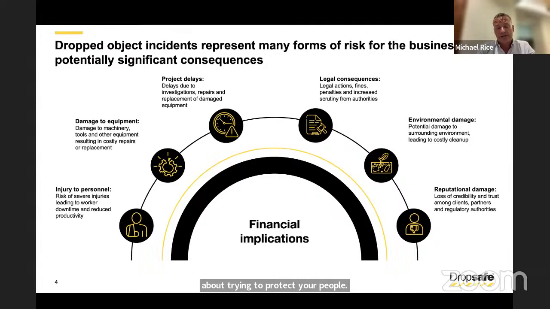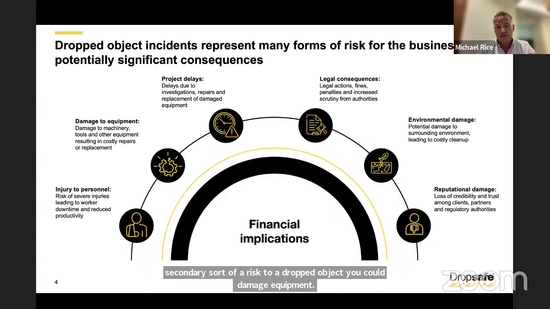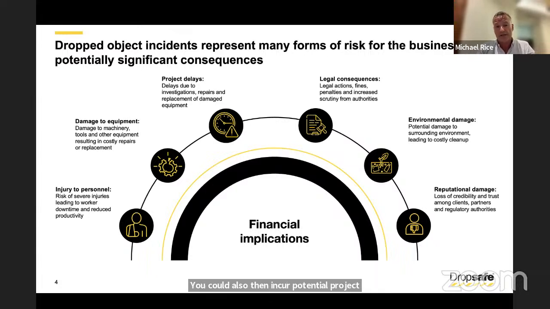As a secondary sort of risk to a dropped object, you could damage equipment. You could also then incur potential project delays if that equipment damage is significant, or if, for example, extensive reporting has to be carried out. There could also be legal consequences, of course, if there is an injury to personnel. Certainly in some countries, pretty significant fines and legal actions can occur from those injuries.